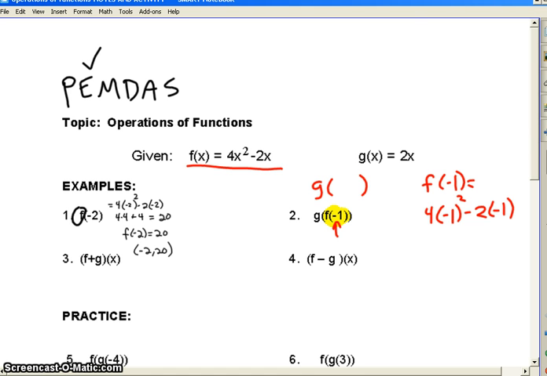4 times 1 is 4. And then negative 2 times negative 1 is positive 2. So that equals 6. F of negative 1 equals 6. So we're actually going to do g of 6. The function g of x is 2 times x. So 2 parentheses 6, and that equals 12.